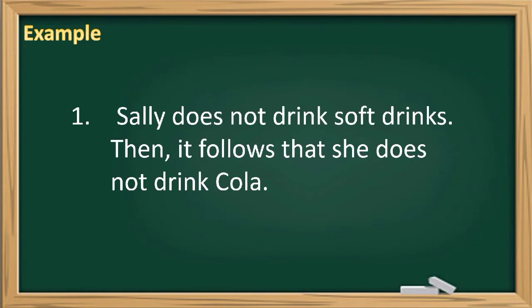For example number 1, Sally does not drink soft drinks. Then it follows that she does not drink cola. Deductive reasoning starts from a general statement or fact to conclude into a specific example or claim. So for number 1, you are given that Sally does not drink soft drinks. Since a cola is a specific example of soft drink, then it follows that Sally does not drink cola.